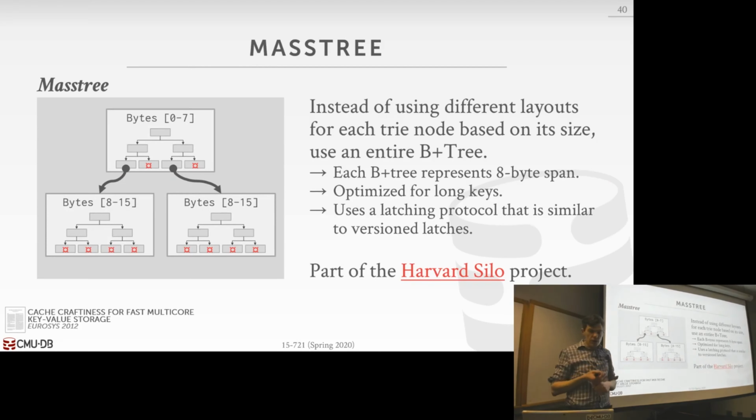So in the case of ART and the Judy array, they would have different sized nodes based on the population.